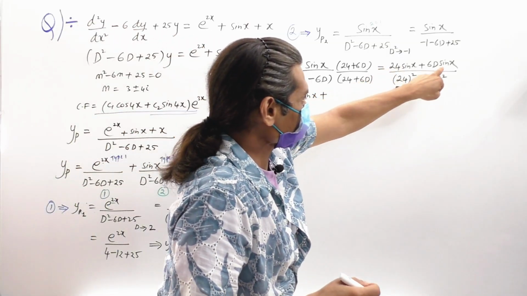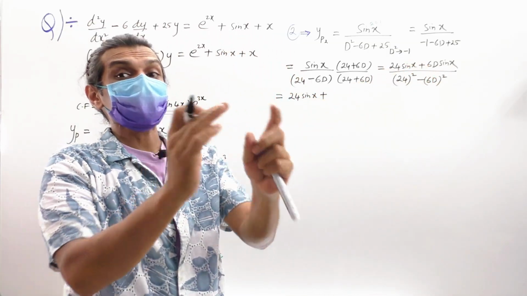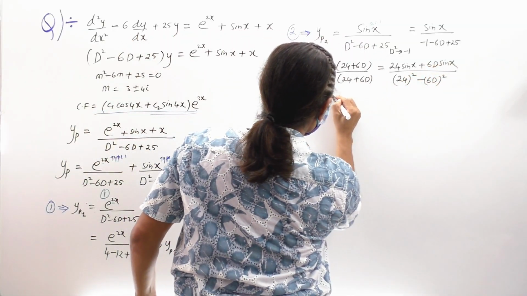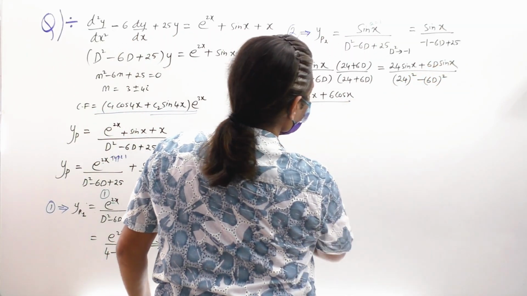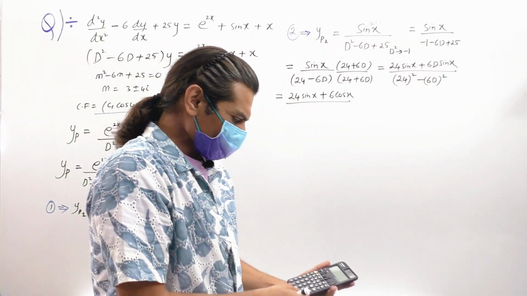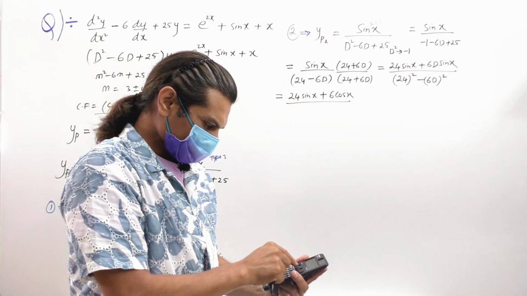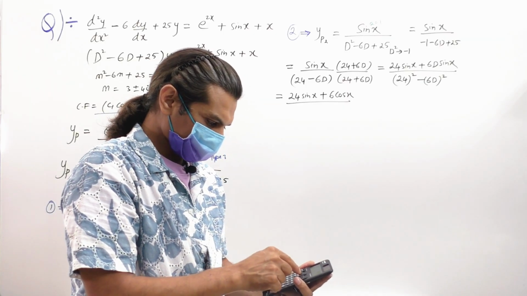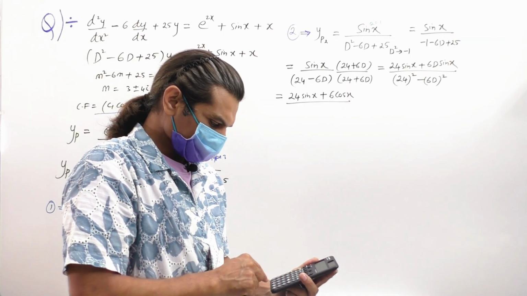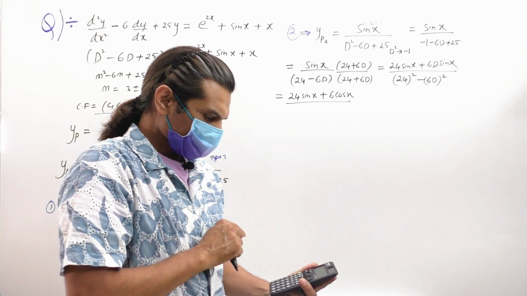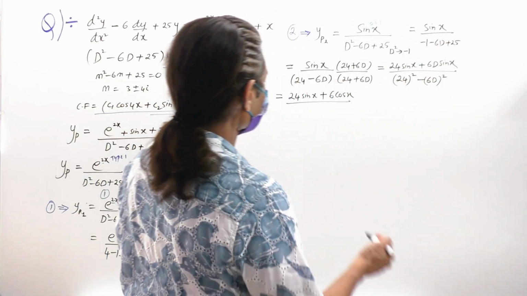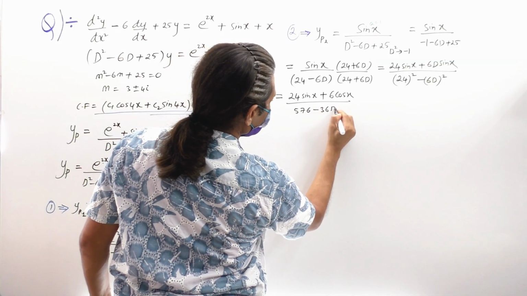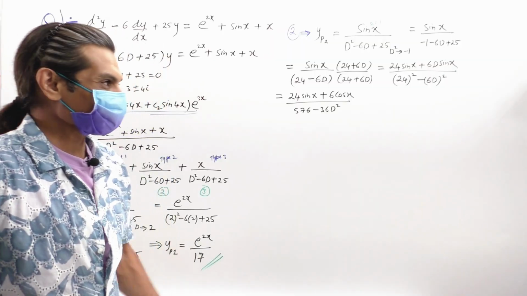So, 24 sin x plus 6 into d. Into d means differentiation. So, what is the derivative of sin x? 6 cos x whole divided by 24 square. So, what is 24 square? Better use the calculator. 24 square is 576. So, 576 minus 36 d square. 6 square is 36 d square.